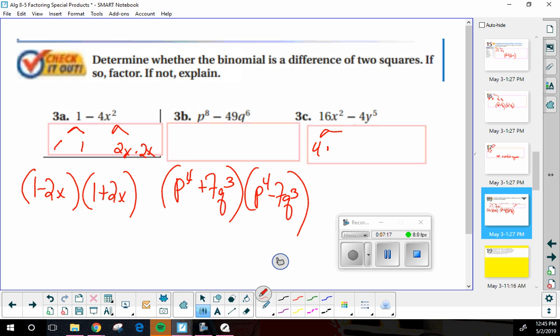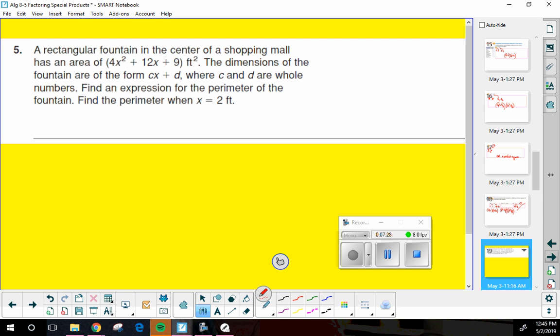That's going to be 4x and 4x, but this y right here to the 5th is a curveball, so that is not the difference of two squares. It's not a perfect square. All right. So this is an example of when we would use this.